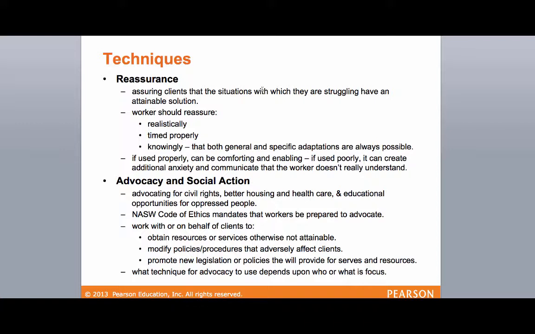You might be advocating to modify policies and procedures that have a negative impact upon your clients, or to promote legislation or policies that provide for services and resources that don't currently exist in your community. What technique for advocacy you use depends upon who you're advocating for and to, and what the focus is. One of the things I want to add to this is, I have known people who are very verbal in the field and very confrontive in their advocacy, and I would just say to you that advocacy is an art. It isn't something that you should be hitting people over the head with routinely.